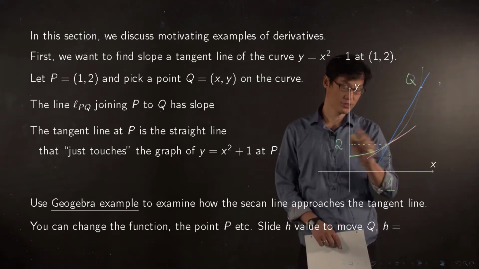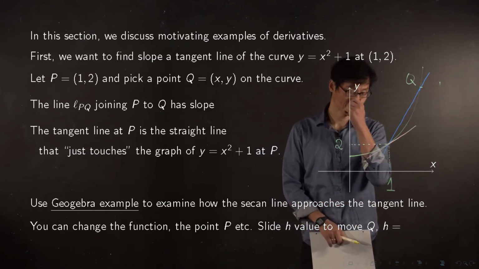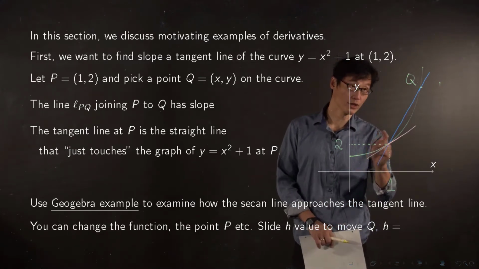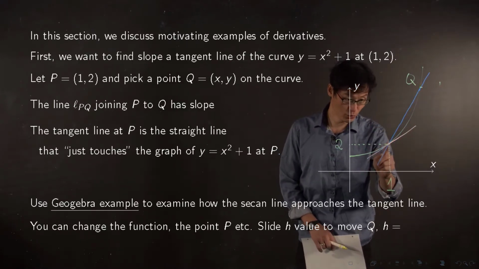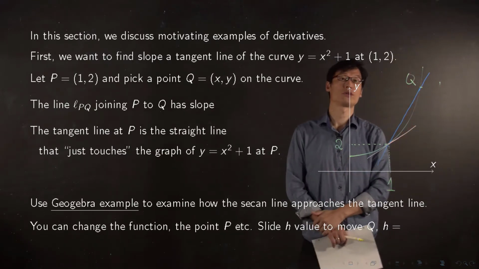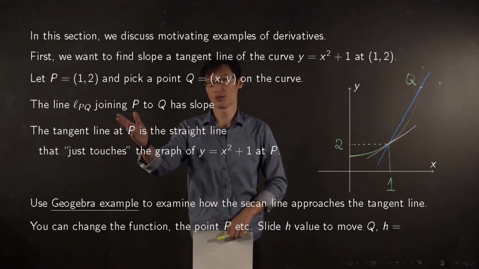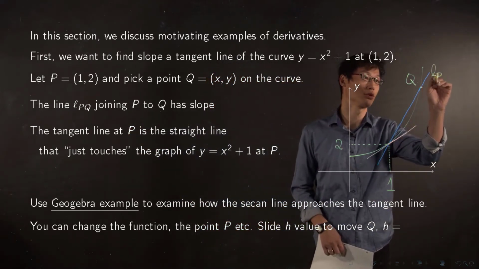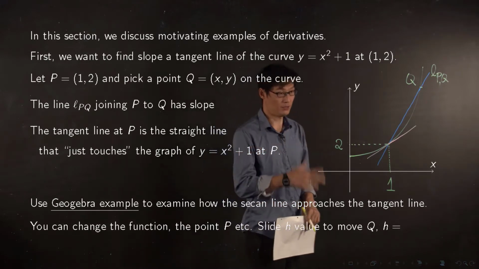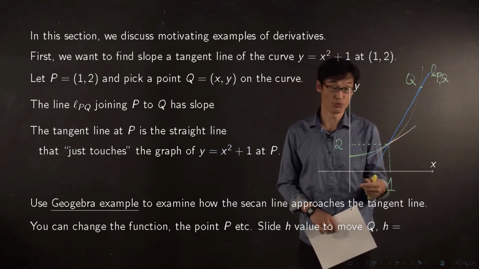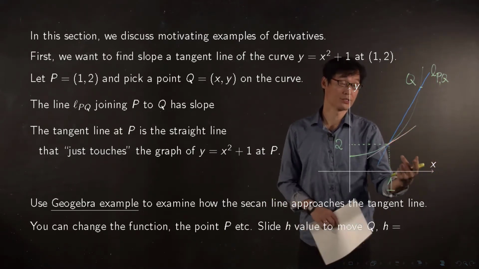To find such a tangent line, we want to use secant lines joining this given point and any random point Q on the curve. So this blue line joins the given point P and any point Q on the curve. This line L sub PQ joins P and Q, and we want to find the slope of this first. To find slope we need the rise and run. So slope is rise over run.